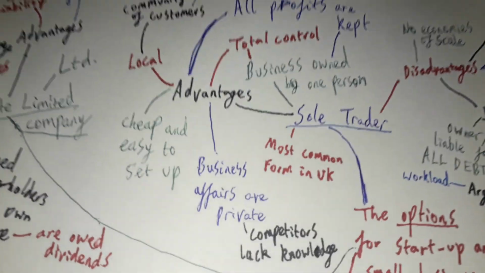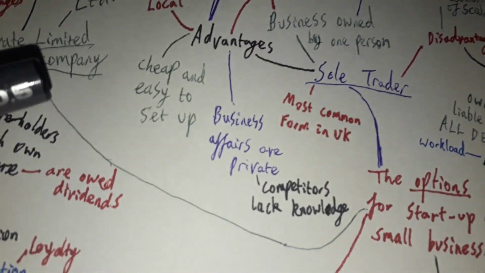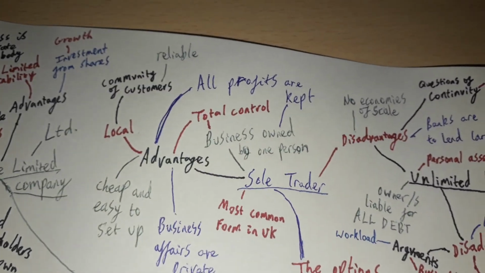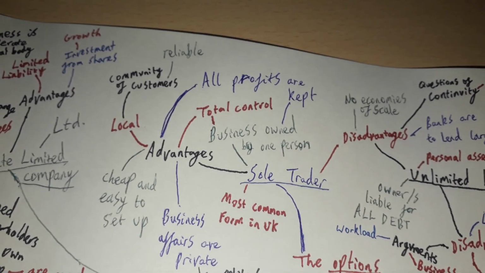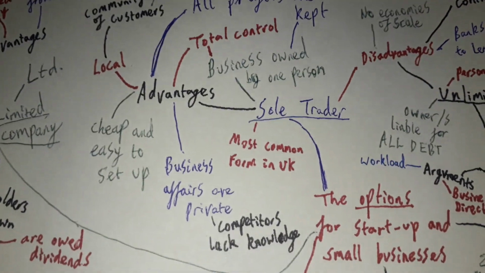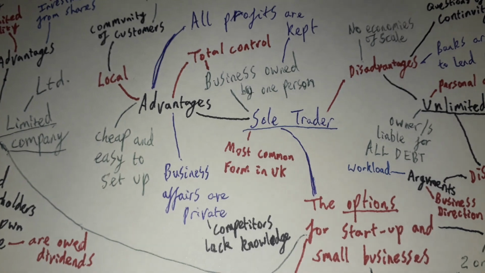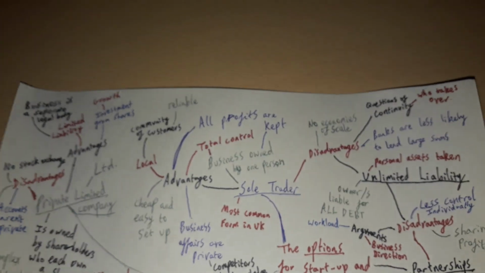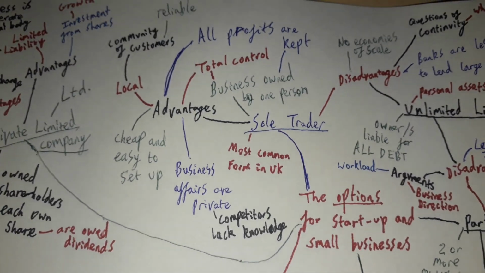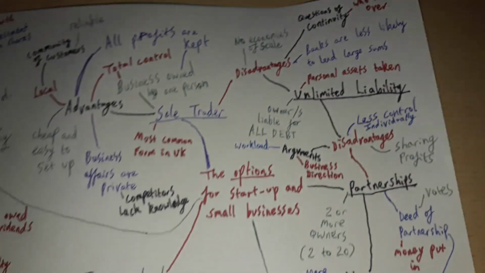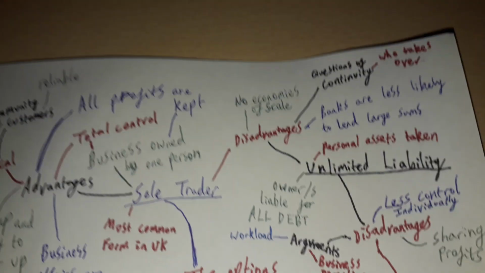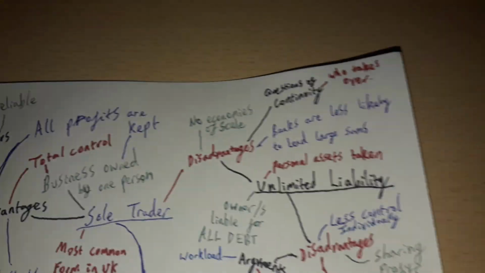Customer loyalty. Also, advantages, it's cheap and easy to set up as a sole trader because there's not that much legal stuff around it because it's just you. And also, business affairs are private, meaning competitors lack knowledge. So bigger businesses have to publish their profits and stuff, but a sole trader doesn't. And sales. So next, let's look at disadvantages of a sole trader.